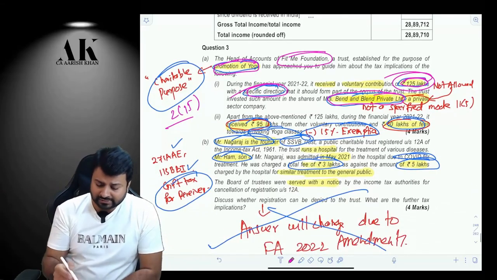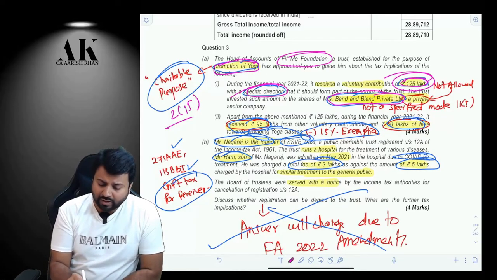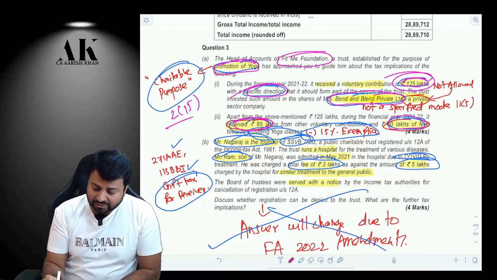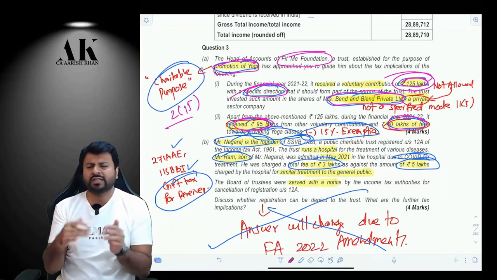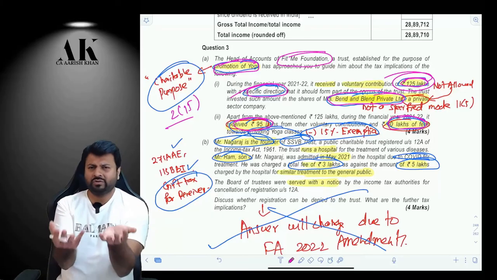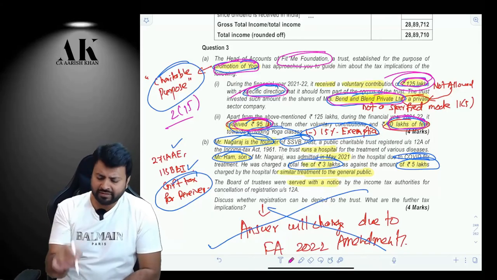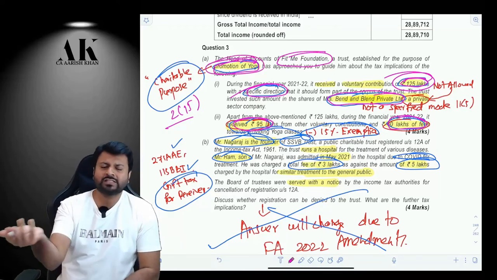Okay. Now, this trust is also receiving some amount as a voluntary donation. Now, this voluntary donation will be subject to 15% exemption. It is also receiving some fee from the students for teaching yoga. So, if you are teaching yoga, you are receiving some fees. That is also subject to exemption under Section 11.1. You can claim 15% exemption because promotion of yoga is considered to be a charitable purpose. Okay.